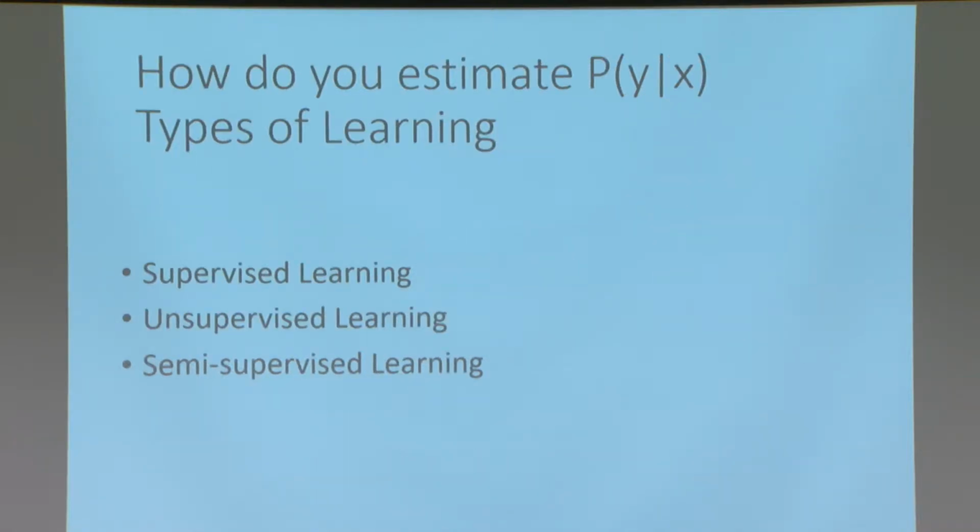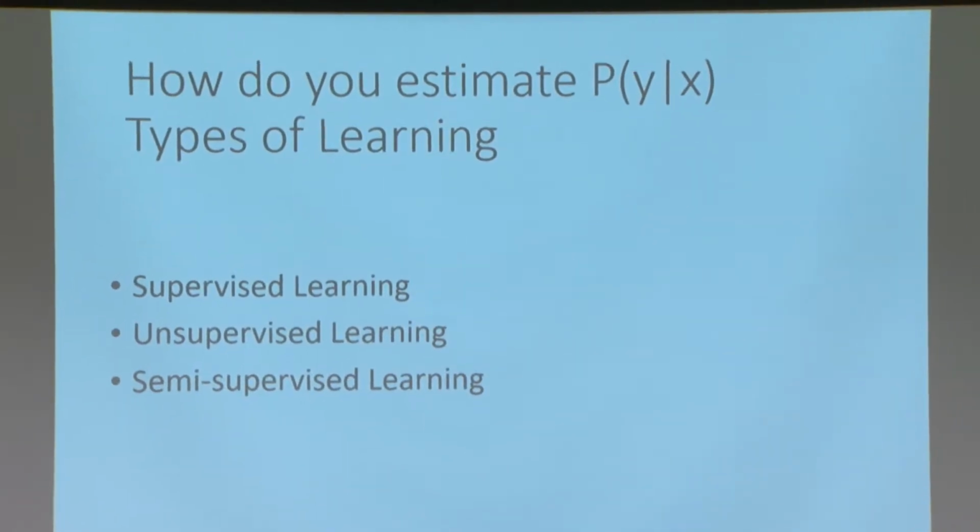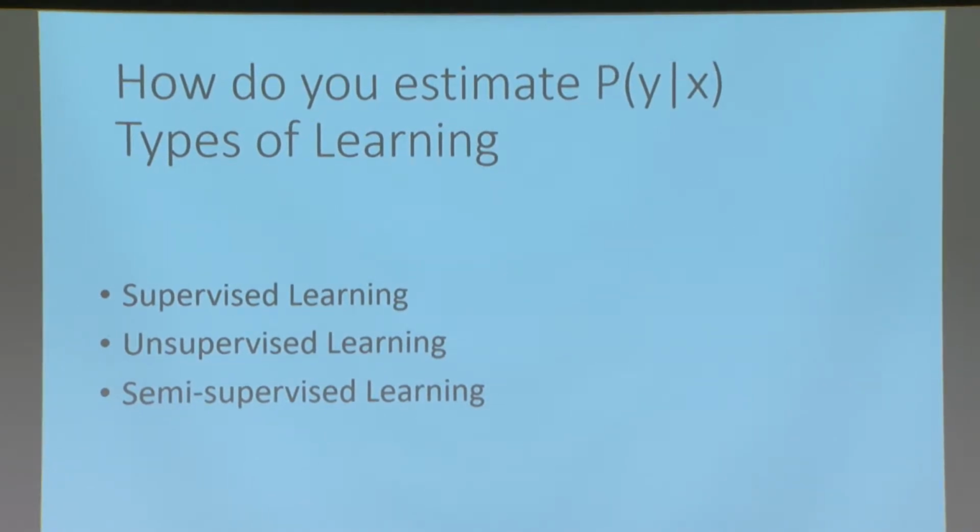So how do you estimate this probability for something? That something, the output, we'll define as y, and the input we'll define as x. There are three different types of learning in a broader sense that we define right now. Those are supervised, unsupervised, and semi-supervised learning.